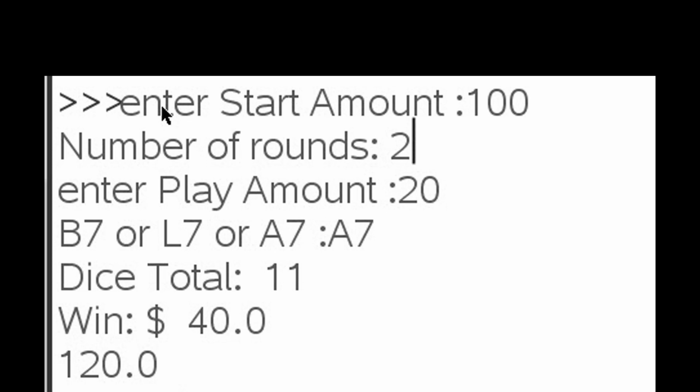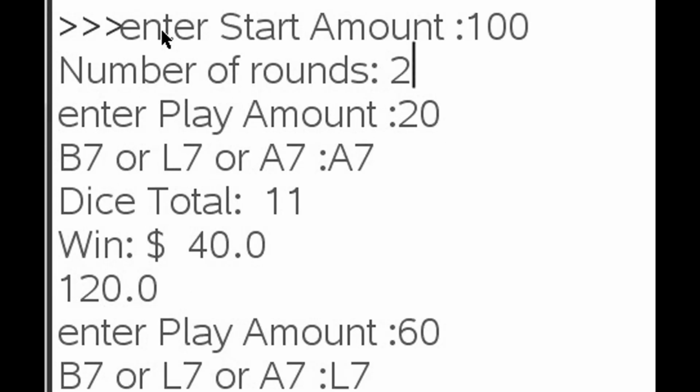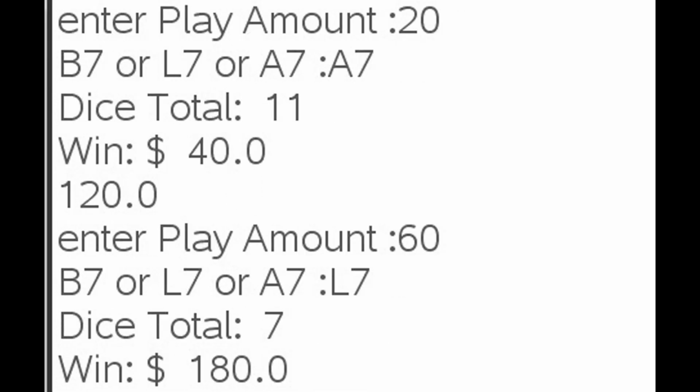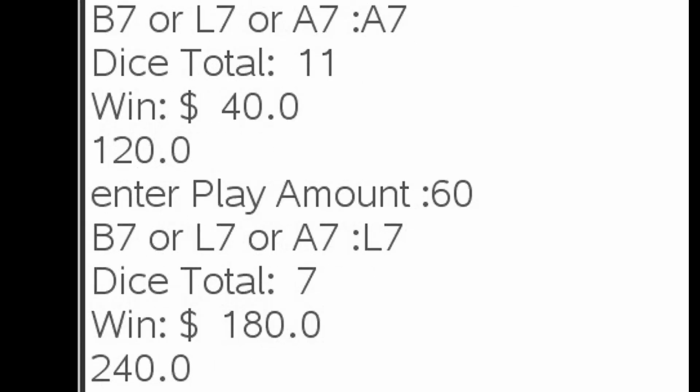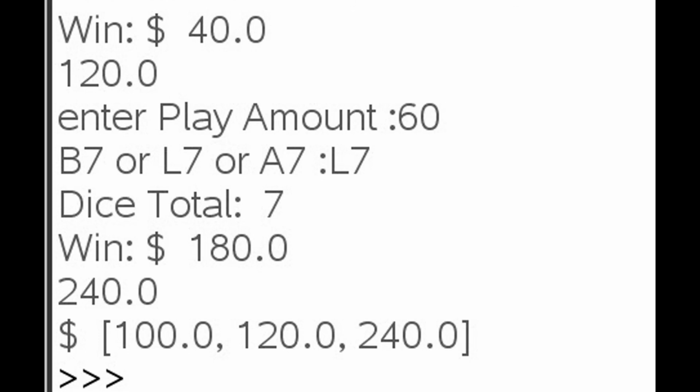So let's do the next one. I'm going to put 60, and let's put below 7, and the total was 7. That means lucky 7. Oh yes, I put lucky 7 and the total was 7, so I win. That's great. I started with 100, I ended up with 240. So that's what this program is. I'm going to stop there.